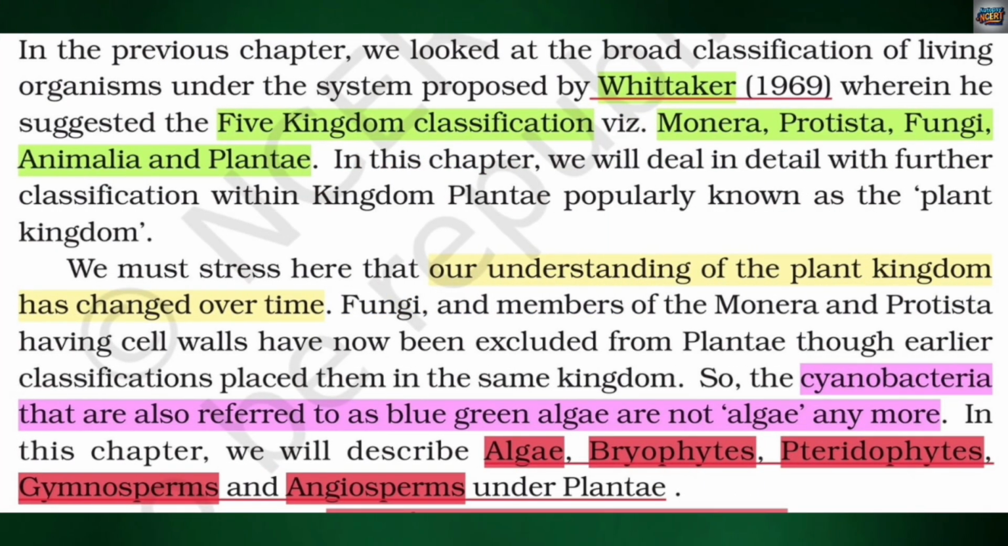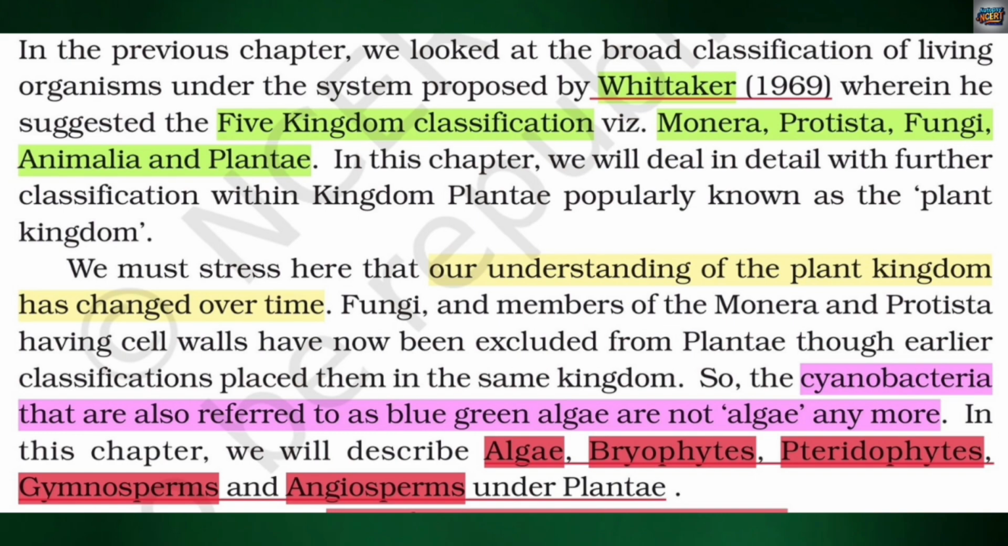In the previous chapter, we looked at the broad classification of living organisms under the system proposed by Whittaker, 1969, wherein he suggested the five-kingdom classification, viz. Monera, Protista, Fungi, Animalia, and Plantae. In this chapter, we will deal in detail with further classification within Kingdom Plantae, popularly known as the plant kingdom.